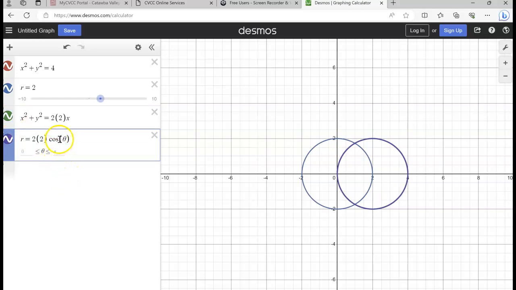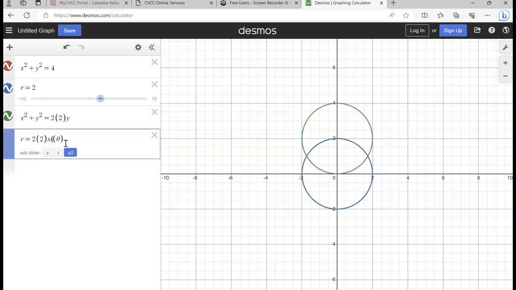Likewise, if we were to change this to a y, it's going to shift it up. And if I change this to a sine, it's going to shift it up as well. So once again, that green and that purple are on top of each other.